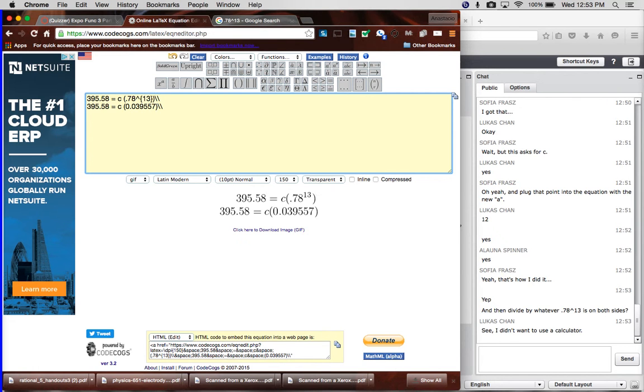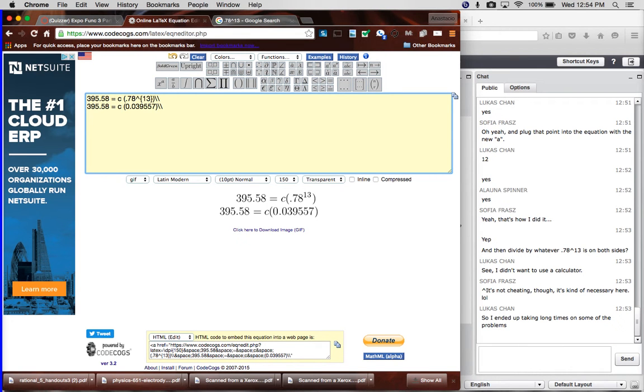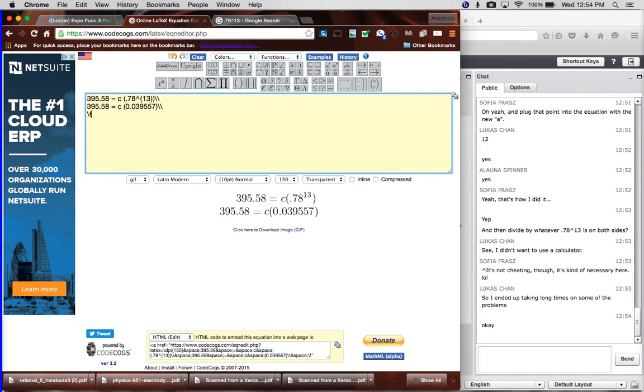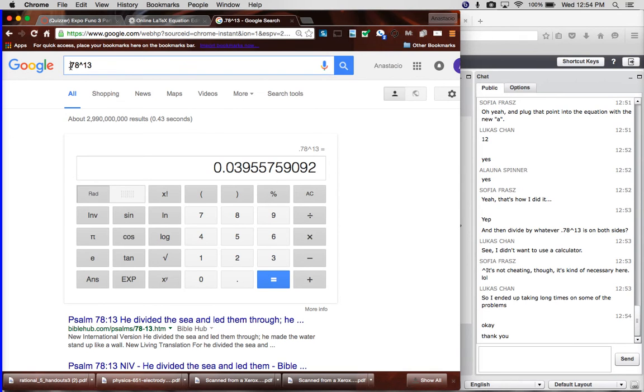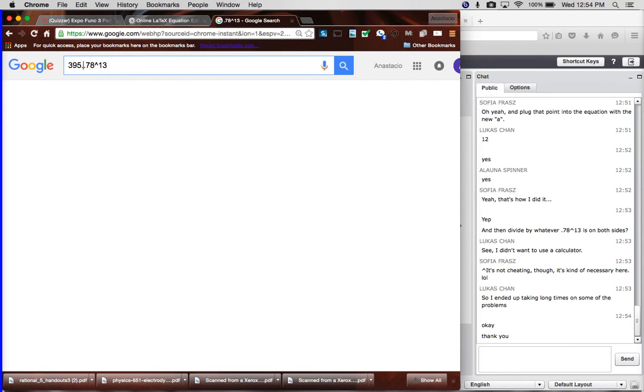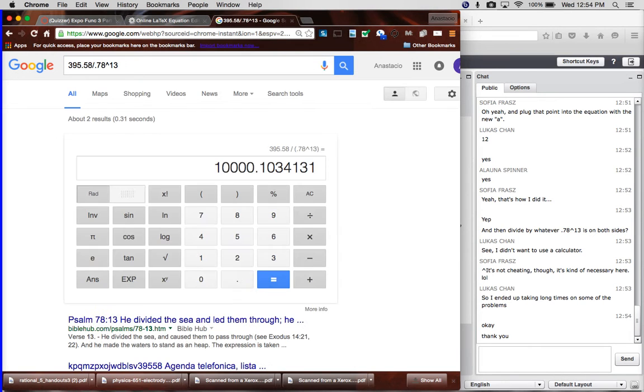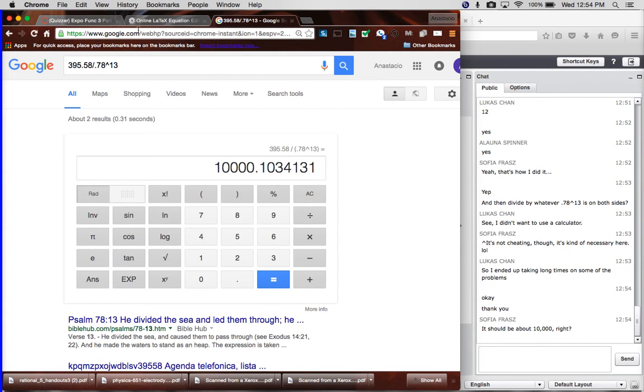Are we cool with that? Oh, yeah, you'll never figure this out if you don't use a calculator. So here's what we're going to do. We're going to do fraction 395.58 divided by 0.039557. We'll take this number and do 395.58 divided by that number, and you end up getting 10,000.